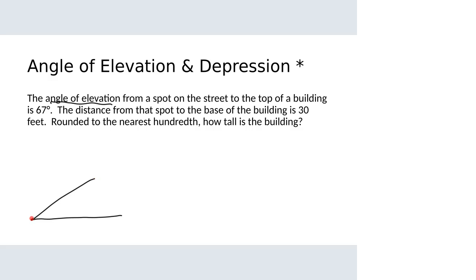From a spot on the street to the top of a building, so it goes to the top of a building. There's my building. It doesn't have to be pretty, but there's my spot at the top of the building. And that angle is 67 degrees. The distance from that spot to the base of the building is 30 feet. Rounded to the nearest hundredth, how tall is the building? So what we're looking for is this side right here, which I'll call X.